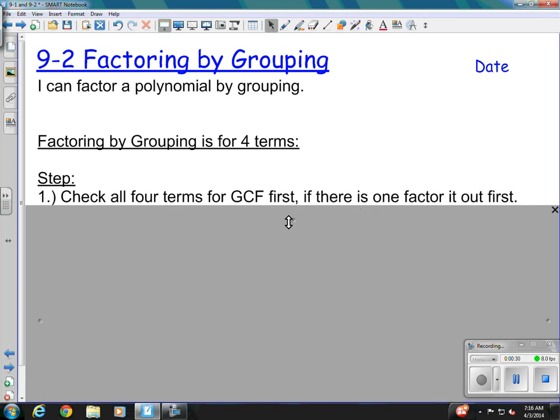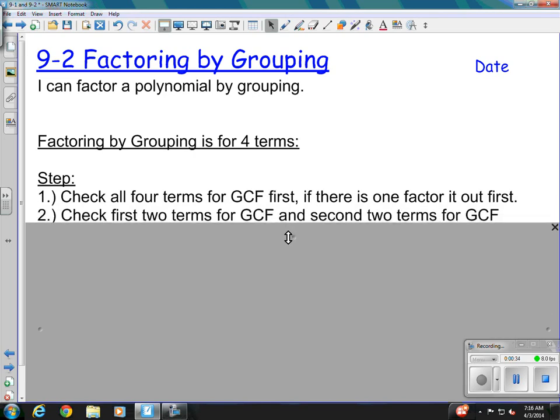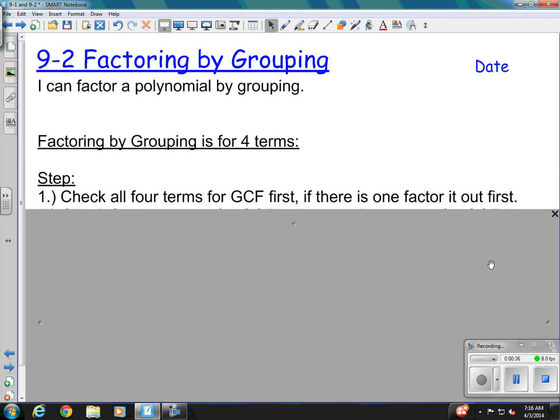So step 1 is to check all 4 terms for GCF first. If there is one, factor it out first. So no matter what type of factoring we do, our first step is always going to be to check for GCF. It's always going to be the very first thing we do in all of our factoring.